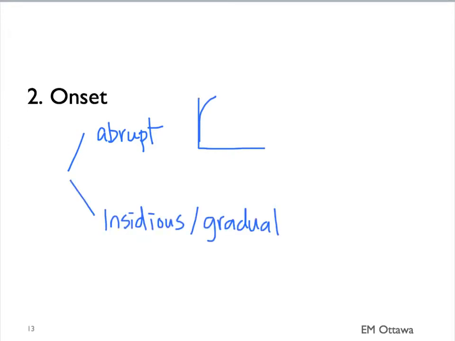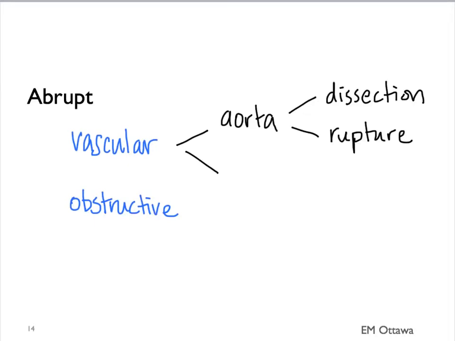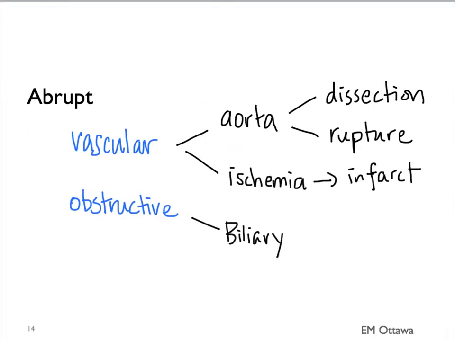We can also approach the pain by how it started. It can be an abrupt onset, where the pain peaked instantaneously, or gradual when the pain built slowly over time. Disorders that give patients abrupt pain suggest vascular or obstructive causes. For vascular, we want to think about aortic disorders or ischemia leading to infarcts. Obstruction can be in the biliary tree, leading to biliary colic, in the GI tract, or in the urinary tract in the case of renal colic.